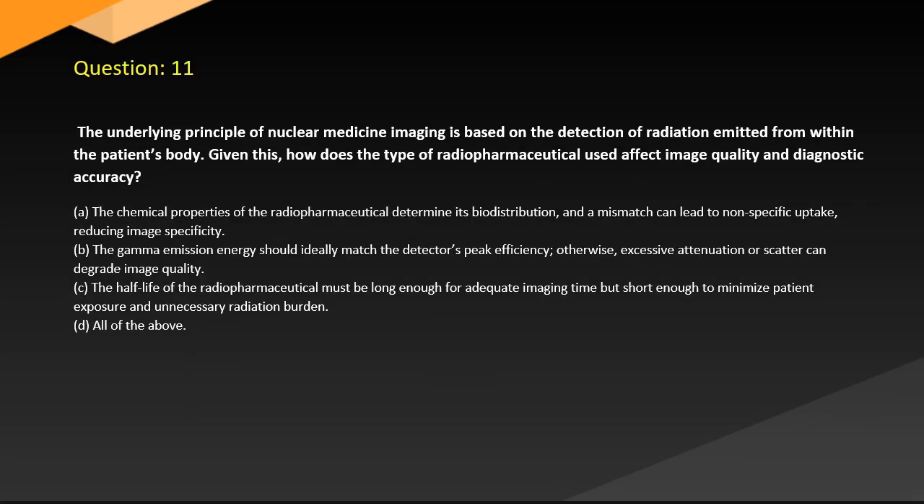Question 11. The underlying principle of nuclear medicine imaging is based on the detection of radiation emitted from within the patient's body. Given this, how does the type of radiopharmaceutical used affect image quality and diagnostic accuracy? A. The chemical properties of the radiopharmaceutical determine its biodistribution, and mismatch can lead to non-specific uptake, reducing image specificity. B. The gamma emission energy should ideally match the detector's peak efficiency. Otherwise, excessive attenuation or scatter can degrade image quality.